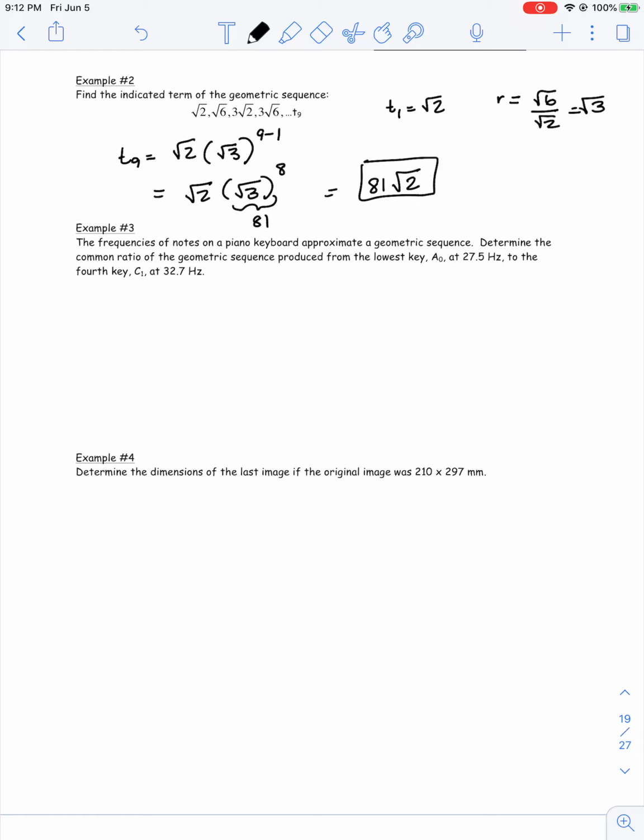Example number 3, they're giving us that our first term is equal to 27.5. And then our fourth term is equal to 32.7. So what we don't know is what the common ratio is, but we do know that we're trying to find out what is... so I think that's it. They just want the common ratio.